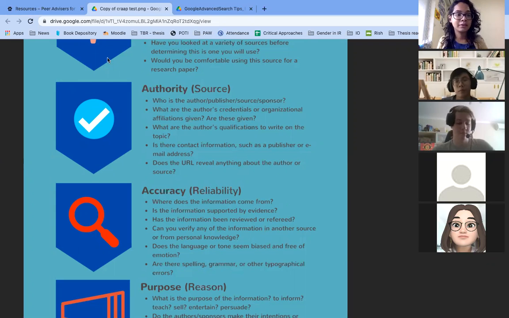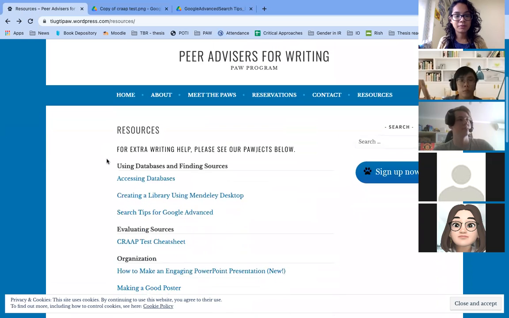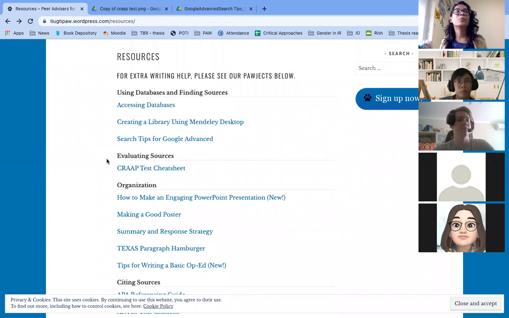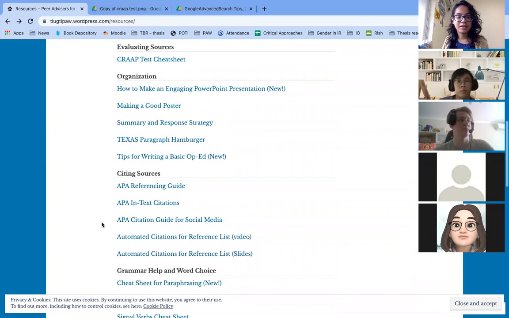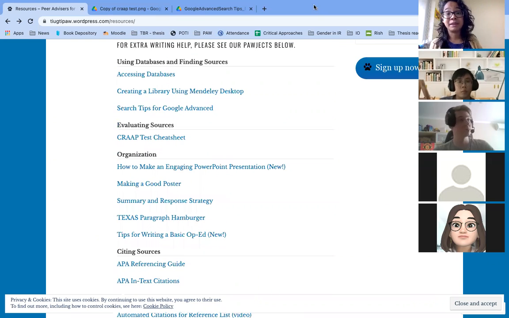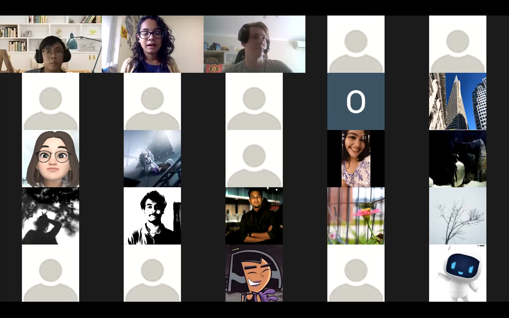We have a lot of resources like this on the PAW website, which one of us will put in the chat. They're all projects that PAWs who have worked with students and seen where students get confused have made: paraphrasing, transitional words, and APA citations especially, which are a big source of concern, and we're going to get into that at some point. But yeah, that is in response to the question about personal information. Paul, anything to add on that?